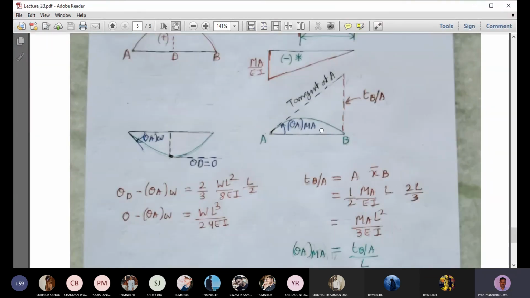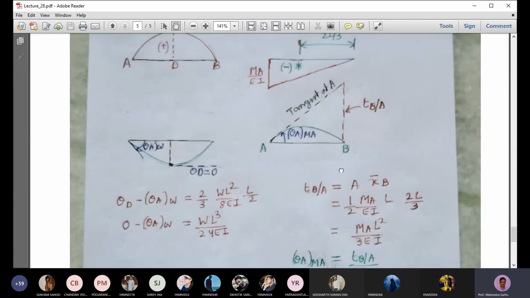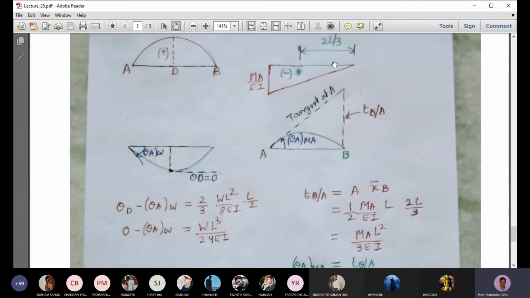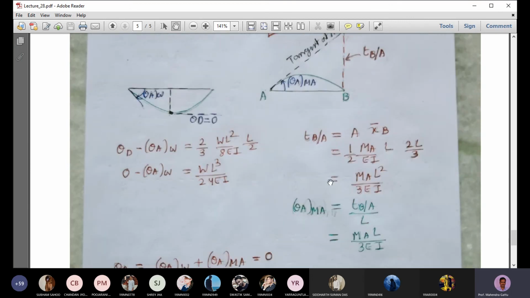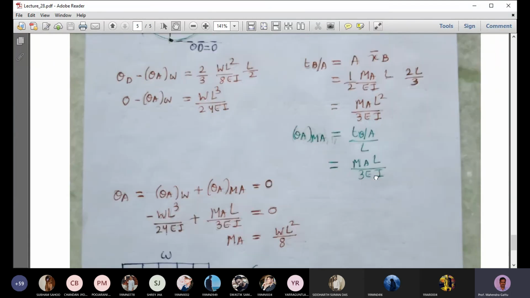So first thing is t B/A will be area into x bar B, the location of the centroid with respect to the vertical line drawn at B. So this distance is x bar B, and that will be 2L/3. So we find out the area under the curve. The area is half M_A/EI into L, and x bar B is 2L/3. So we are getting t B/A totally as M_A L²/3EI. And theta A due to M_A will be t B/A divided by L, so L² will become L. So it will be M_A L/3EI.